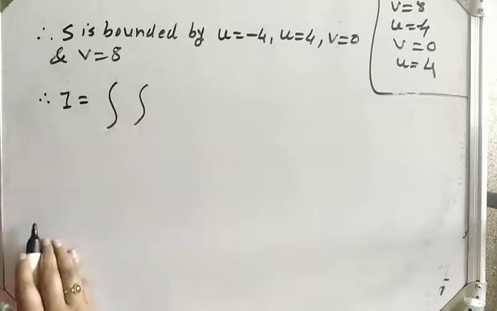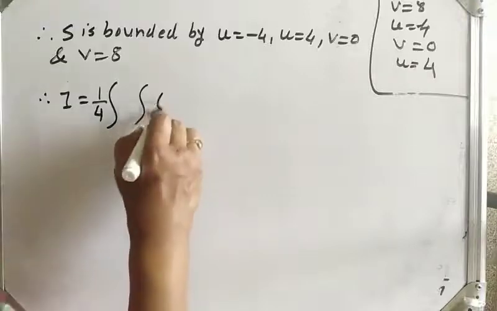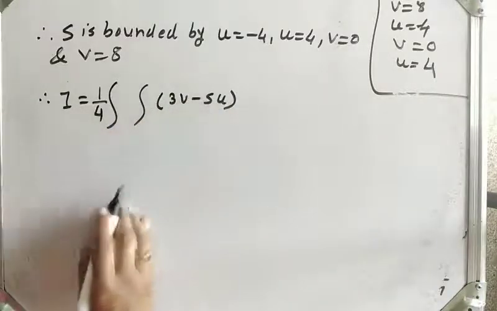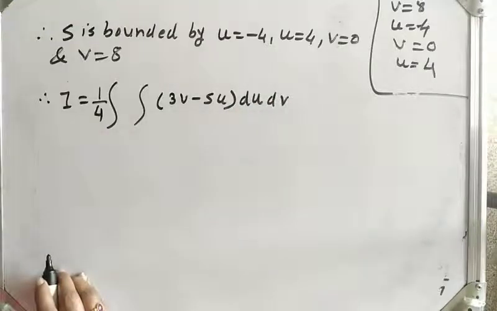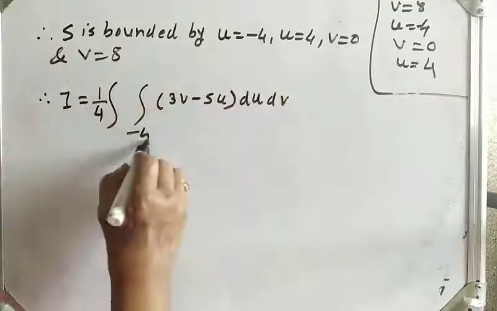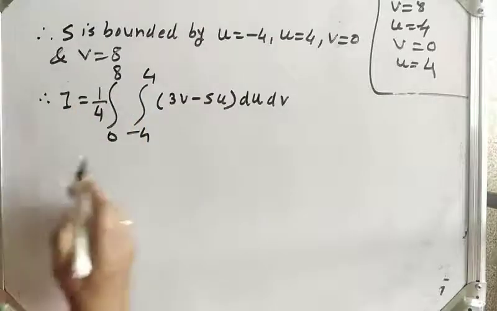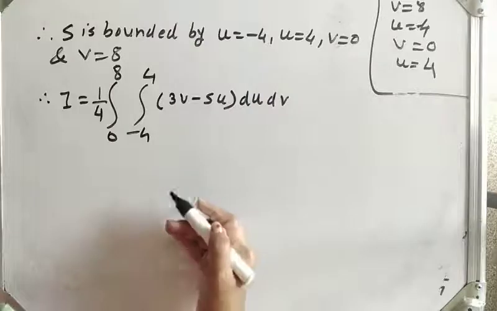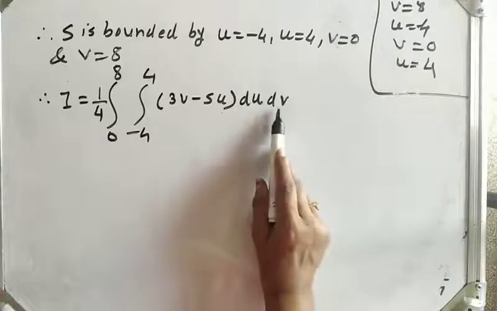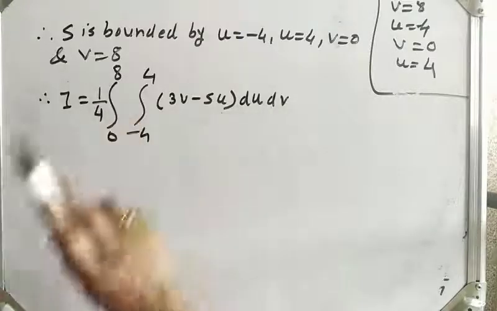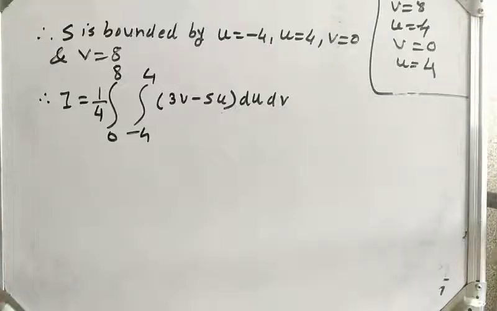Now let us find the integral. Therefore I is equal to double integration of 1 by 4, which is the Jacobian, times 3v minus 5u, du dv, where u varies from minus 4 to 4 and v varies from 0 to 8. Now you can solve it. Integrate with respect to u, apply limits minus 4 to 4, and then integrate with respect to v, apply limits 0 to 8. Solve this integral further. It's homework.